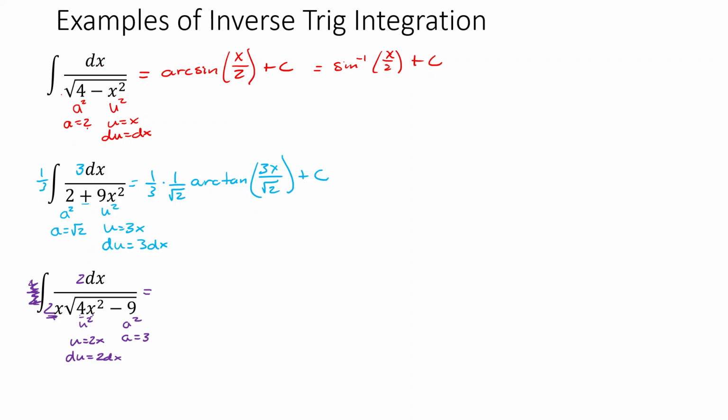This is my du. This is u squared minus a squared, and this is the u in front of the square root. So this is 1 over a, so 1 over 3, arcsecant of u over a. And that u on top is in the absolute value. So I'm going to write it like that, plus c.